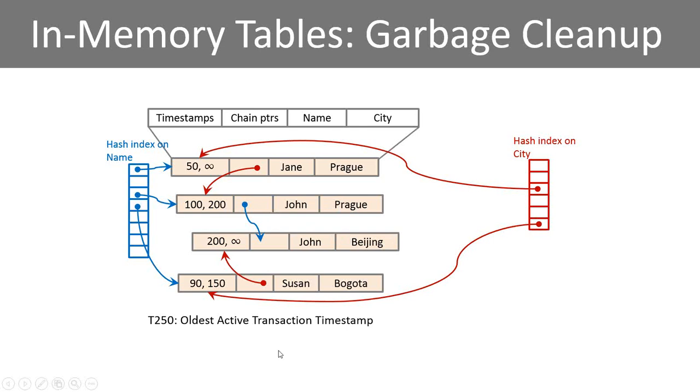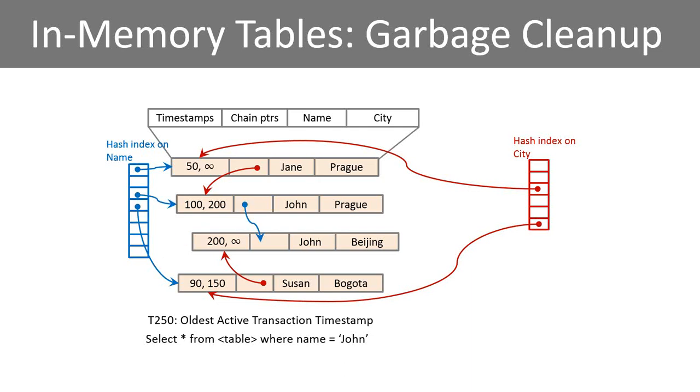Now let's assume for simplicity that SQL Server knows that the oldest active transaction in the system has a timestamp of 250. That means all transactions with a timestamp lower than 250 have either aborted or committed. So what can happen is if I do a select star from table where name is John, the SQL Server optimizer will choose the index on name to run this query. So I come here and notice, I'm going to go back.